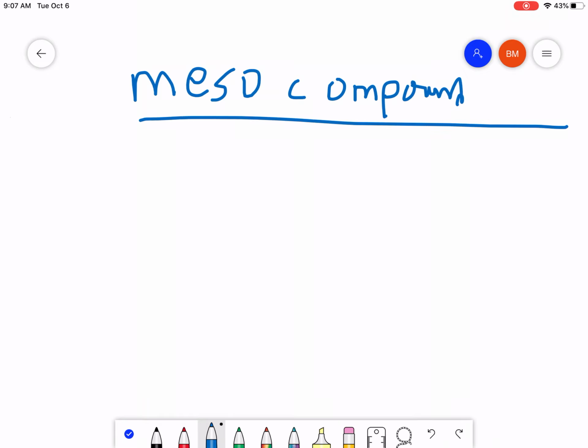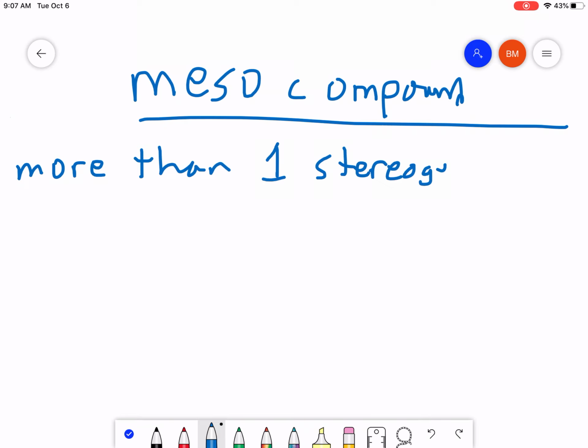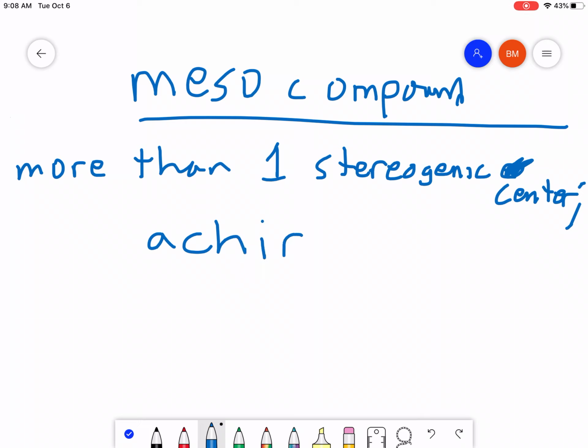All right. A meso compound is going to have more than one stereogenic center, first of all. However, it is achiral. My stylus is not responding, sorry about that. But that's something we haven't seen yet, right? Everything we've seen so far with stereogenic centers has been chiral.